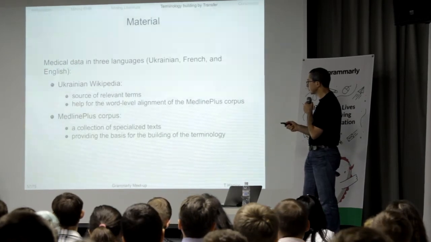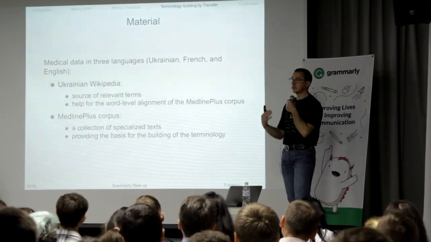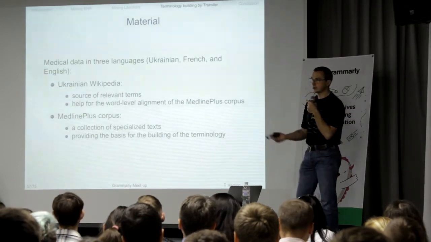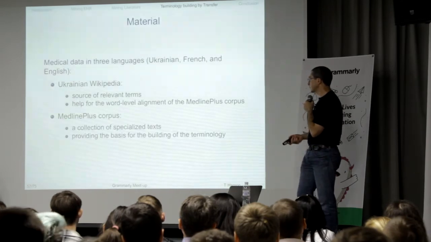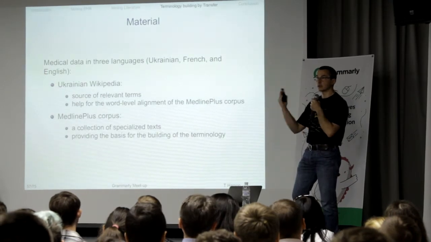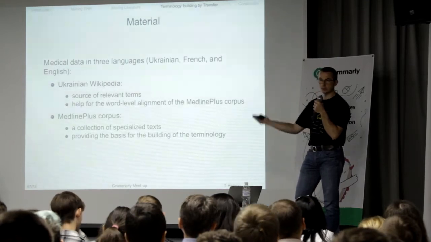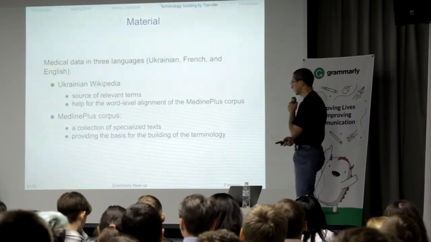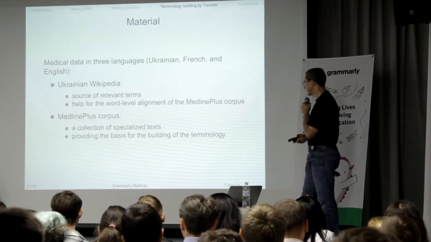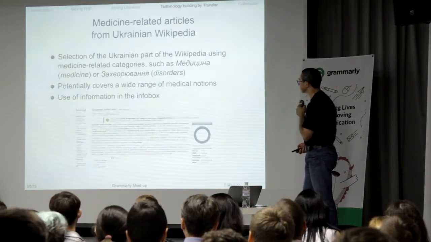And we use the Medline Plus corpus. Medline Plus is a collection of specialized texts dedicated to patients, which give some information about disorders, about health behavior, and so on. It provides text in English and the translation in different languages, for instance in Ukrainian, but it can also be in Vietnamese, in French, and so on. So we have a lot of information in that case, and quite enough parallel data. And we use this corpus to build the terminology.